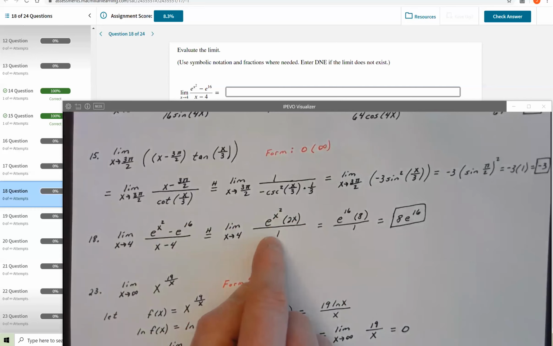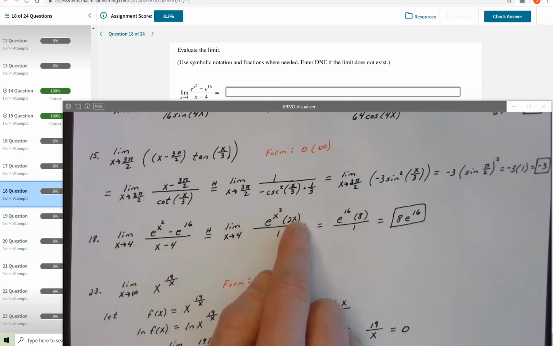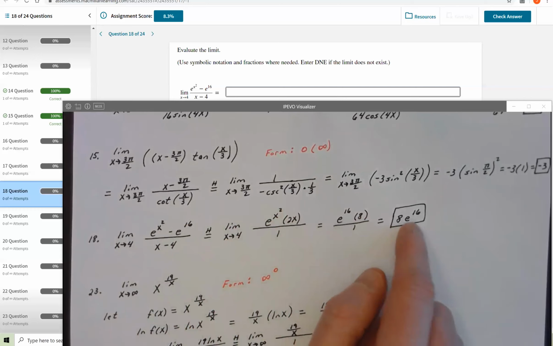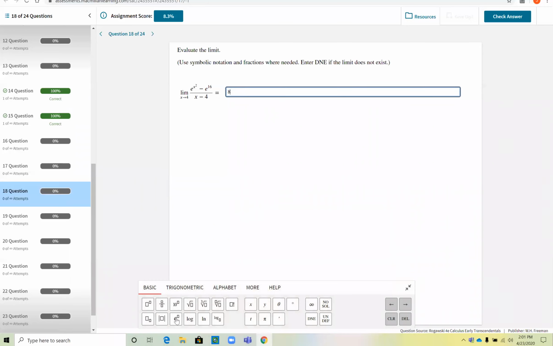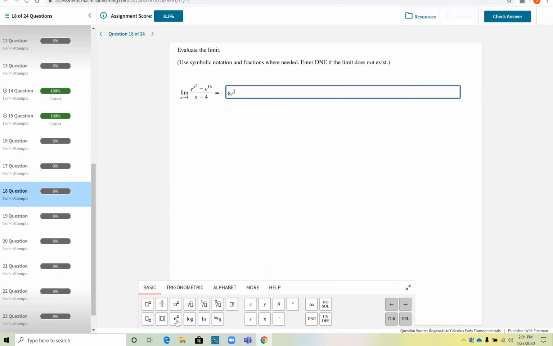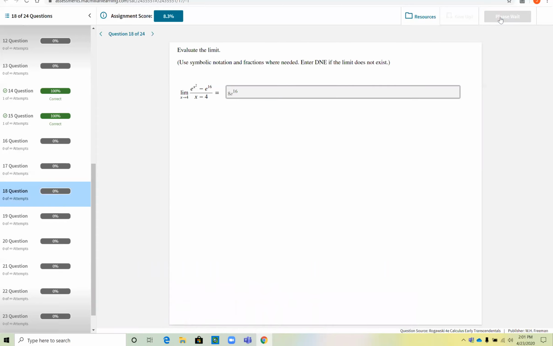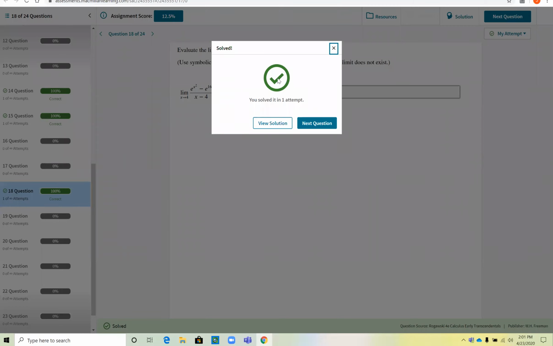At this point, I know I can evaluate. You plug in the 4, you'll get e to the 16th times 2 times 4, which is times 8. Final answer should be 8e to the 16th. Let's try that. I say it should be 8 times, and then I'll go down here and use their buttons for the exponential function. E raised to the 16th should check out. I go to check answer, and perfect.